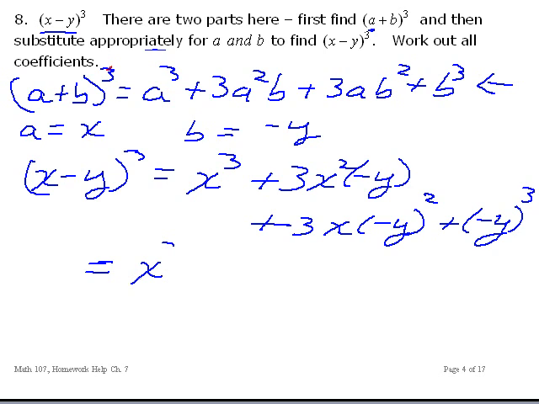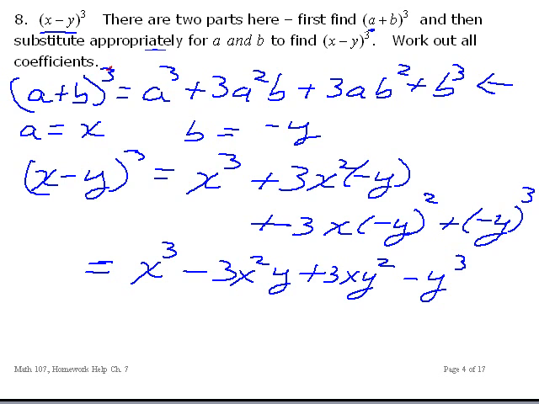Now work out the algebra there. X cubed stays the same. Now I have 3 times x squared times the -y. Well, that makes the whole term negative, minus 3x squared y. Now what is (-y) squared? That is y squared, because the negative sign will go away. So I have 3xy squared. In the last term, if you cube a negative number, it remains negative, so -y cubed.